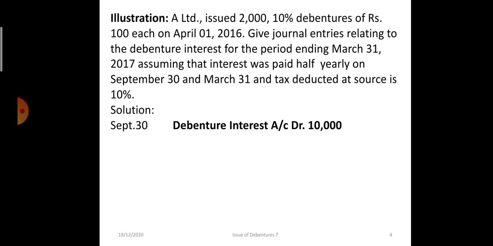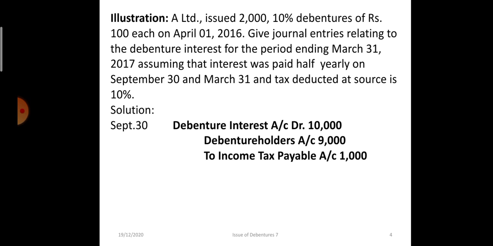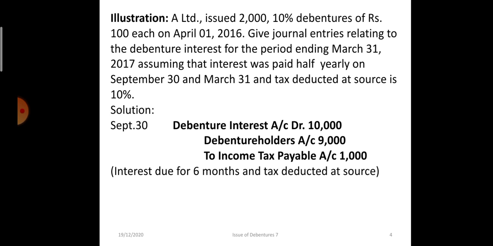So, first entry, when interest becomes due for the first time on 30th September, debenture interest account debit 10,000, to debenture holder 9,000 rupees, to income tax payable 1,000 rupees. 10% of the total interest is payable as tax to the government. 6 months interest, okay, on 2 lakh at the rate of 10% for 6 months is 10,000 rupees.